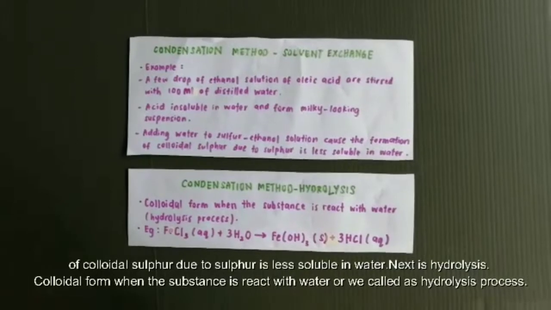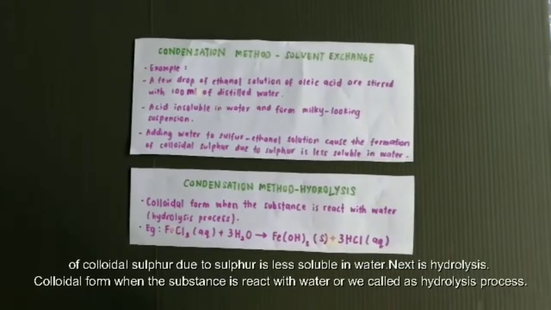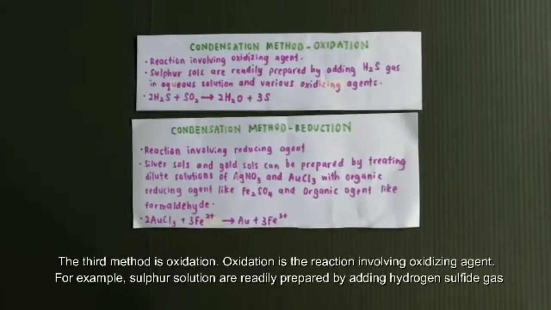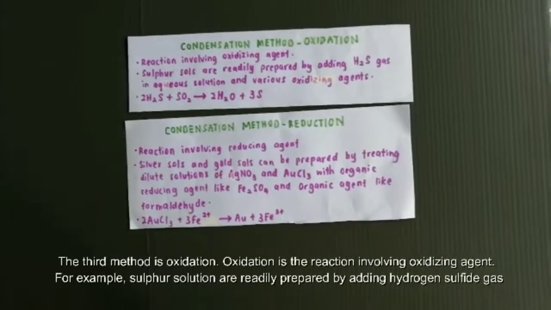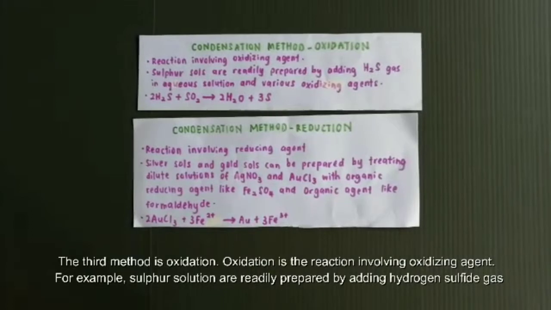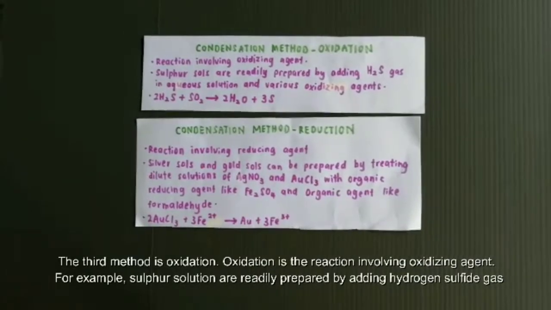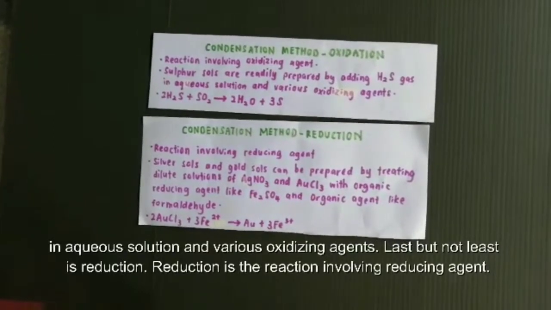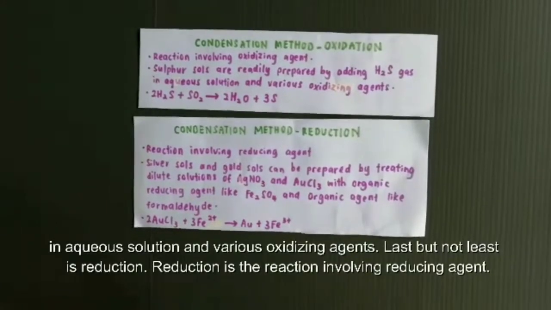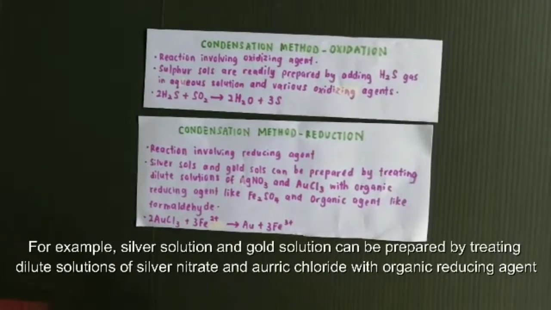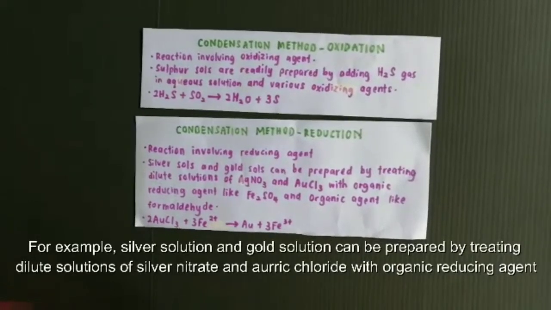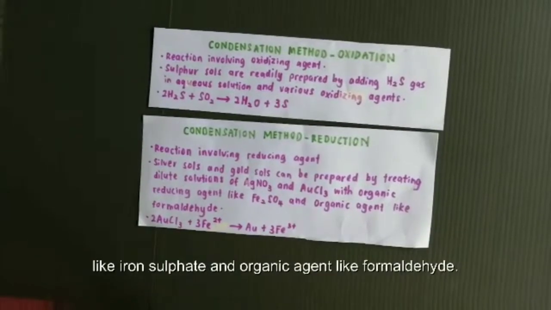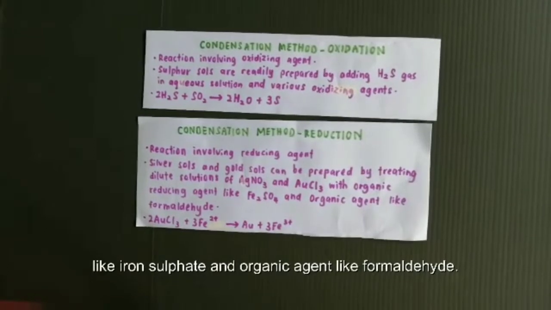Colloid forms when the substance reacts with water, which we call the hydrolysis process. The third method is oxidation. Oxidation is a reaction involving an oxidizing agent. For example, sulfur sol is readily prepared by passing hydrogen sulfide gas into aqueous solution with various oxidizing agents. Last but not least is reduction. Reduction is a reaction involving a reducing agent. For example, silver sol and gold sol can be prepared by treating dilute solution of silver nitrate and auric chloride with organic reducing agents like ferrous sulfate and formaldehyde.